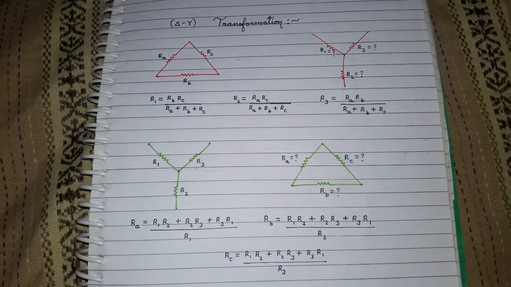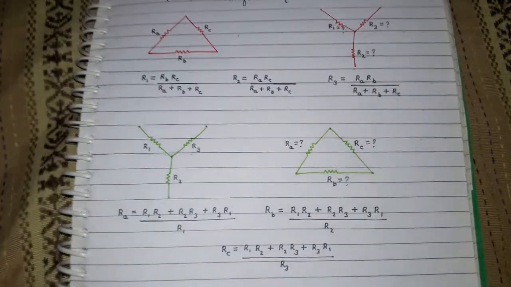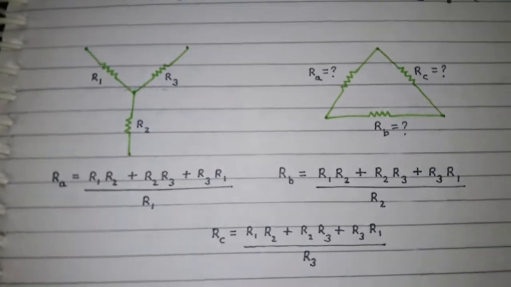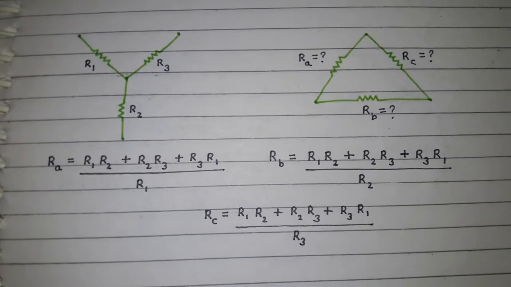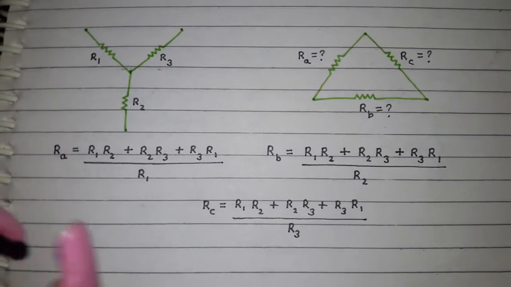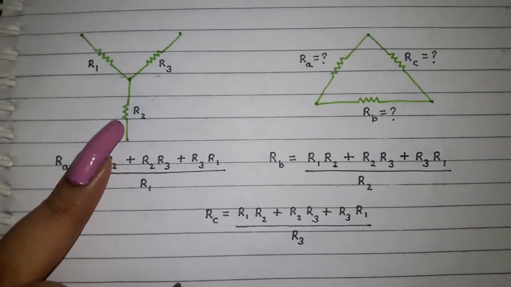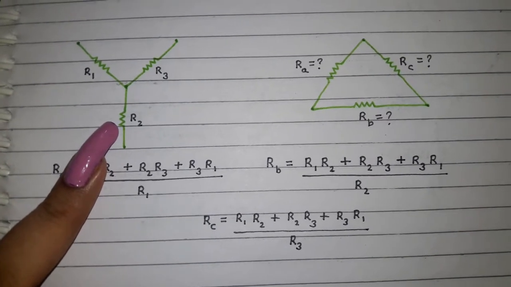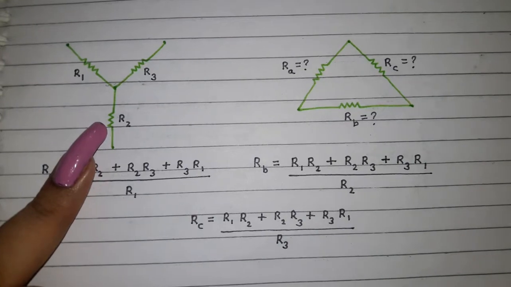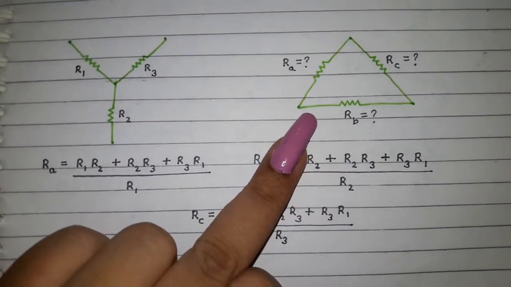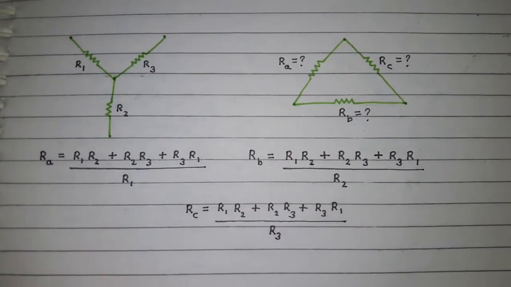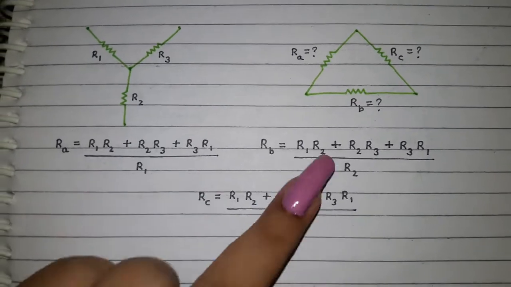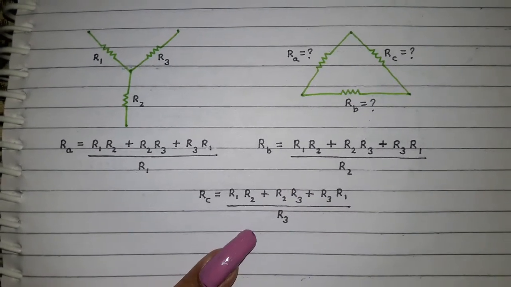Let's talk about a thing or two regarding star delta transformation. The first one we are going to deal with is star to delta conversion. Suppose you are given a star connection with resistances R1, R2 and R3 and you want the equivalent delta connection with resistances RA, RB and RC. You can easily apply these formulae for the calculation of RA, RB and RC.